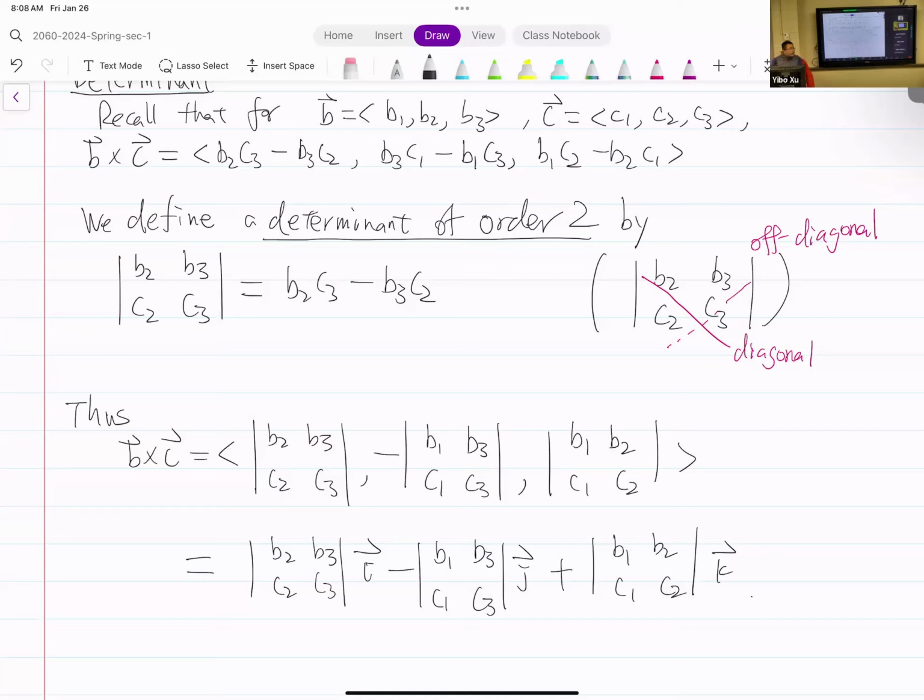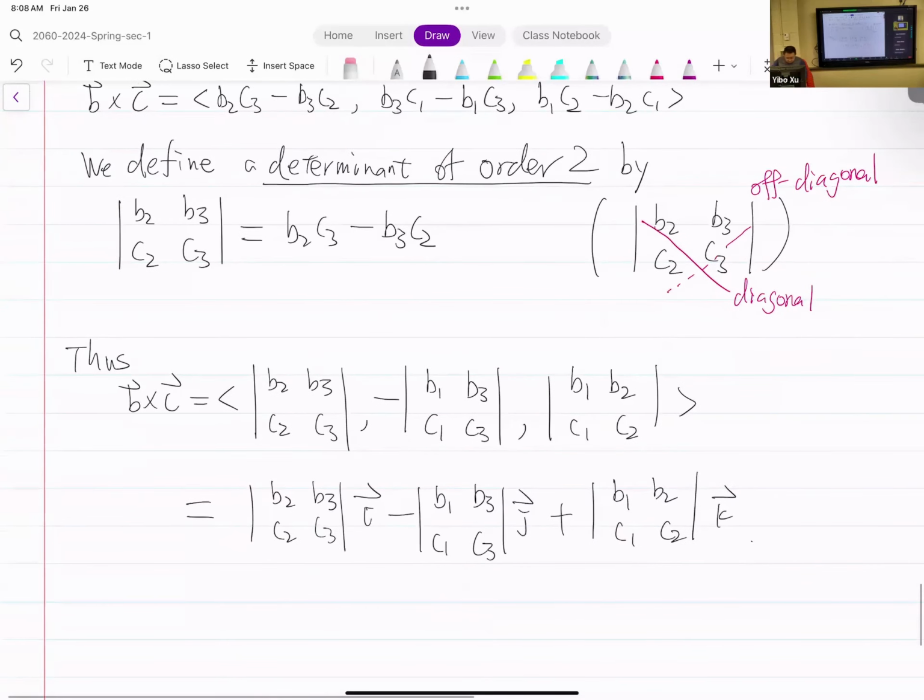So, any questions so far about order 2 determinant? Okay. Good. So now let's define the order 3 determinant. So define a determinant of order 3 by the following.